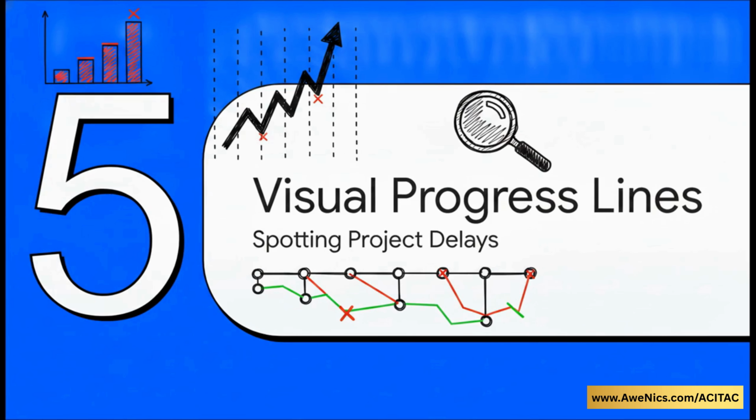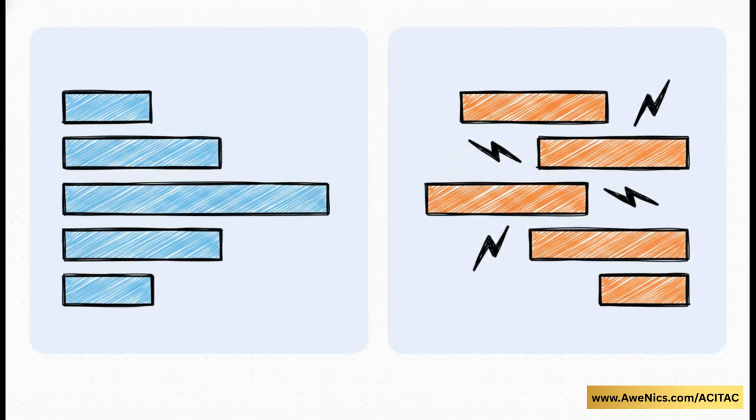And that brings us to Section 5, Visualizing with Progress Lines. Spotting just 1 delay in a table? Pretty easy. Spotting 50 delays across a massive Gantt chart? Yeah, that's a total nightmare. And that is exactly where progress lines come in. They give us this brilliant visual contrast between our flawless baseline schedule, which is how we originally planned it, and our actual, delayed, current schedule.